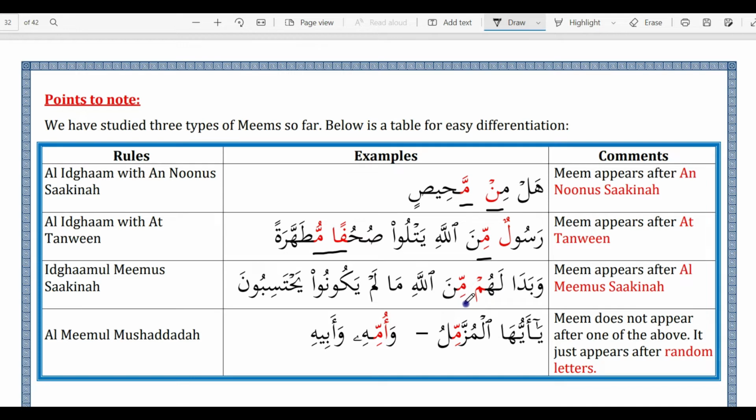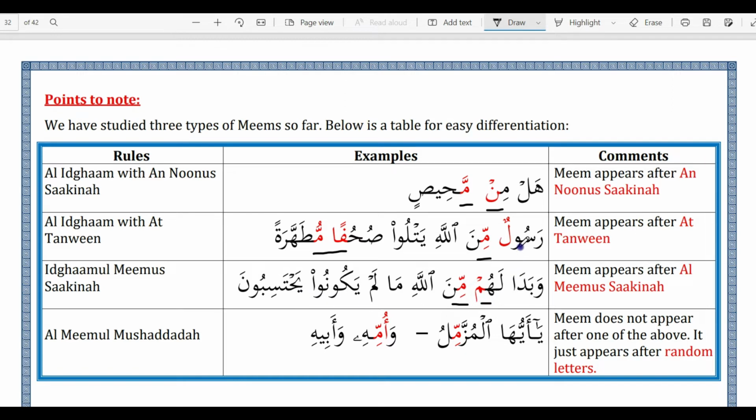Here is the one that we studied today. Meme coming after Meemus Saakinah, so this would be Idghamul Meemus Saakinah and not Meemul Mushaddada, because the meme comes after Meemus Saakinah. So the ayah goes, وَبَدَا لَهُم مِّنَ اللَّهِ مَا لَمْ يَكُونُوا يَحْتَسِبُونَ.